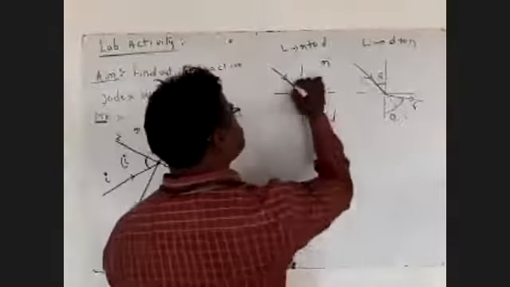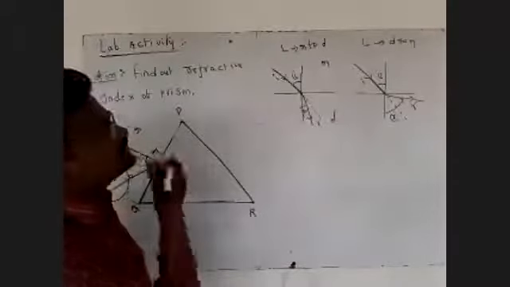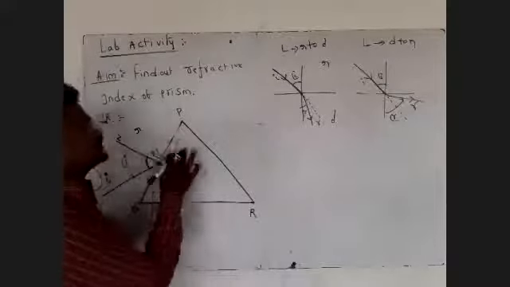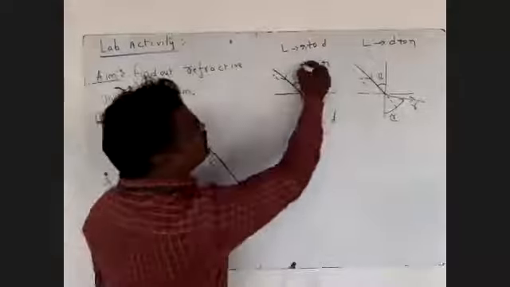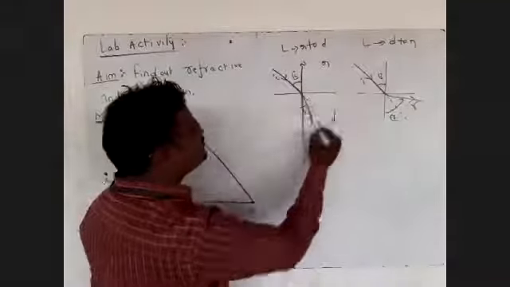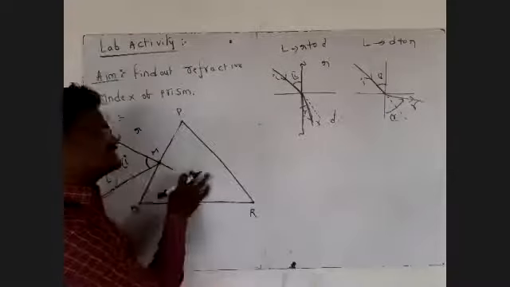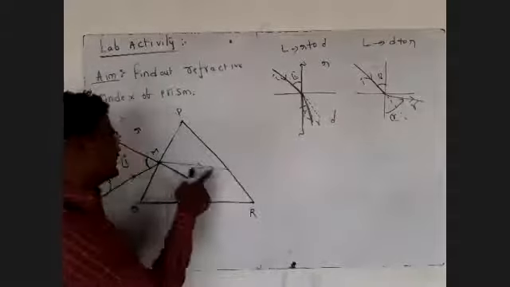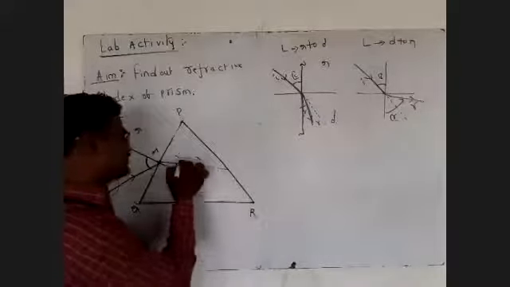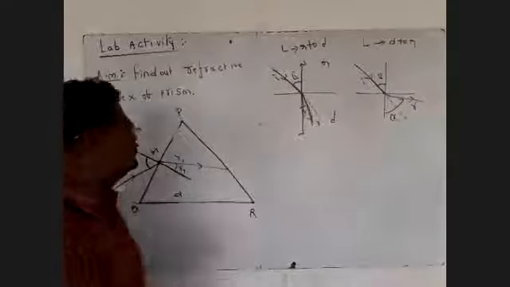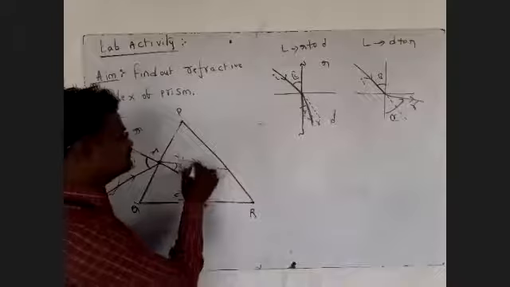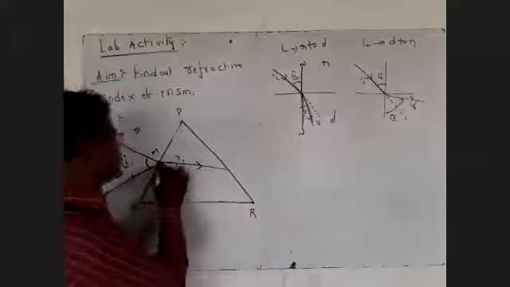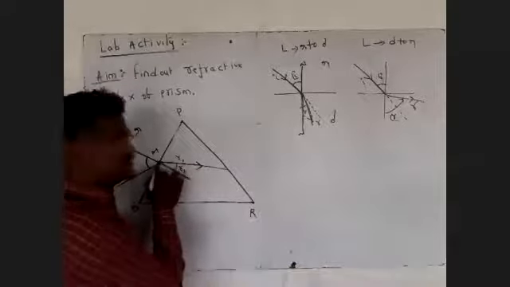Okay. Now see, light travels from rarer to denser. This is the normal line. This is the refracted ray, bending towards the normal line. This is the angle of refraction R1, and this is I1. So light strikes at this point M and is refracted.